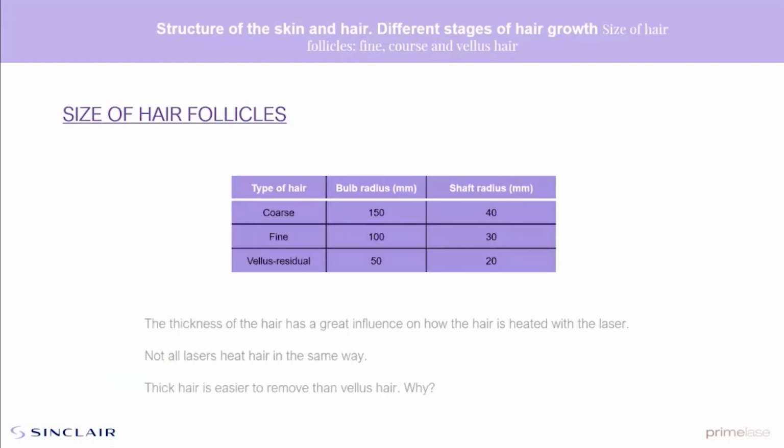As well, regarding the size of hair follicles, hair can be bigger or smaller. If it's bigger, it means there's a larger amount of melanin, so it would be easier to remove. Otherwise, thin hair, residual hair, in the last sessions contains less melanin, so it would be a little bit more difficult to remove.